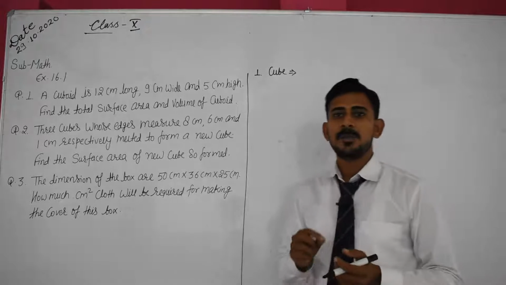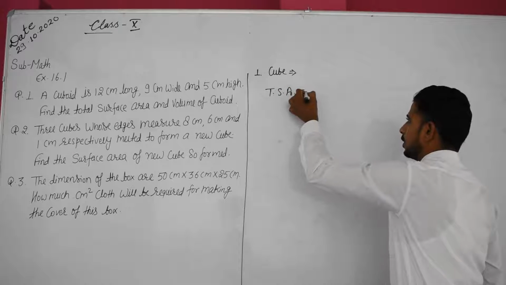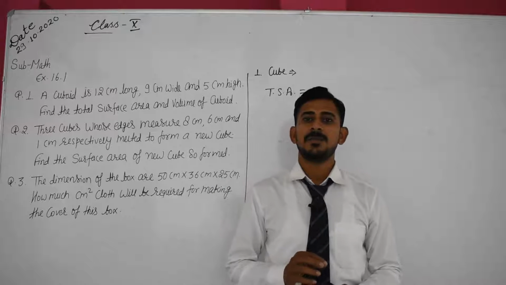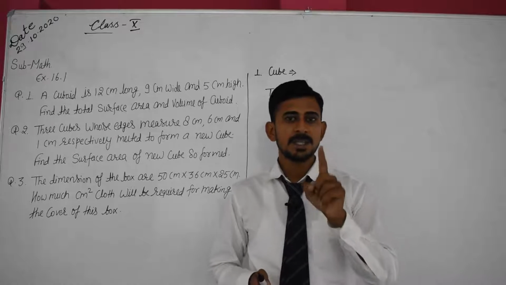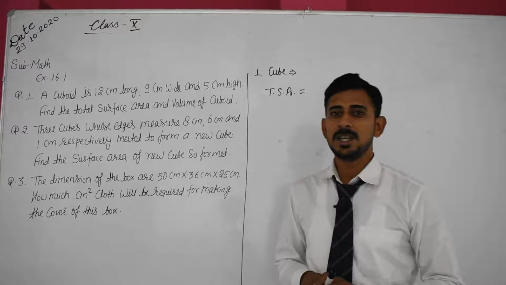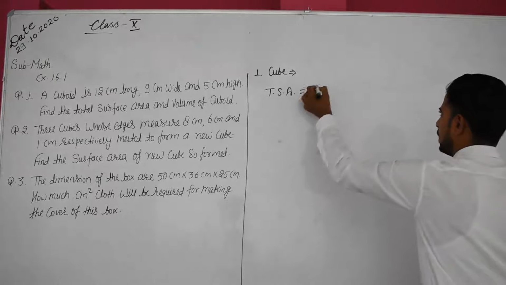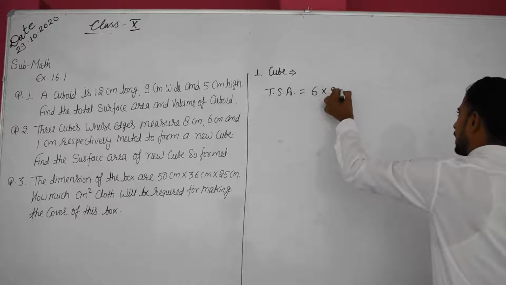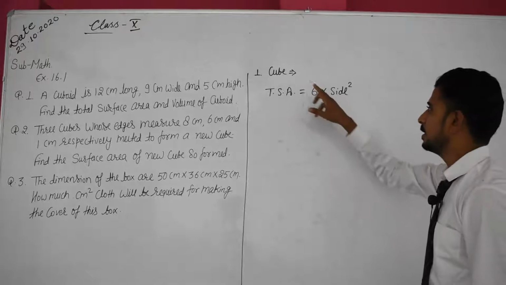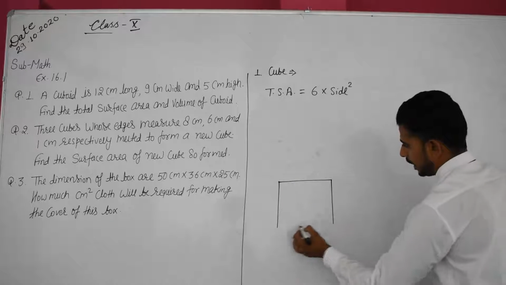Then if we find the total surface area of a cube, the cube has 6 faces, and one face is in the shape of a square. The area of one square is side square, then the area of 6 faces is equal to 6 into side square. So the total surface area of a cube is equal to 6 into side square, because the area of one face is side square and the cube has 6 faces. You can understand the diagram or figure of the cube from here.